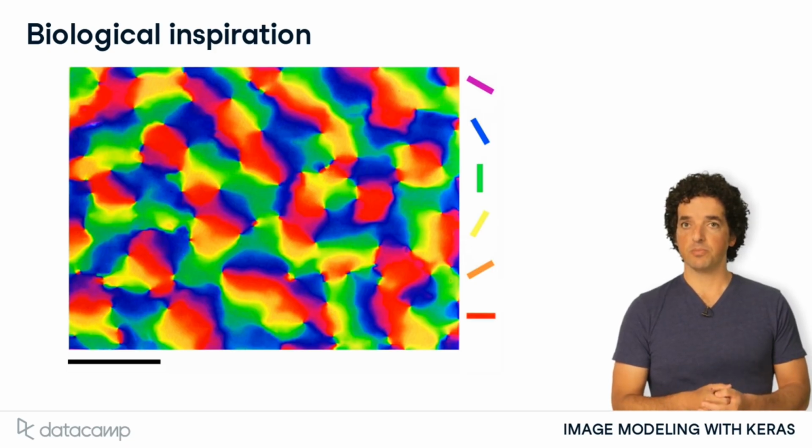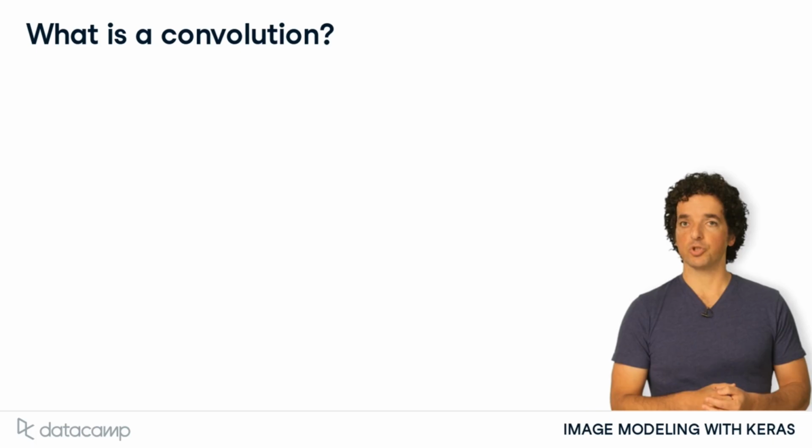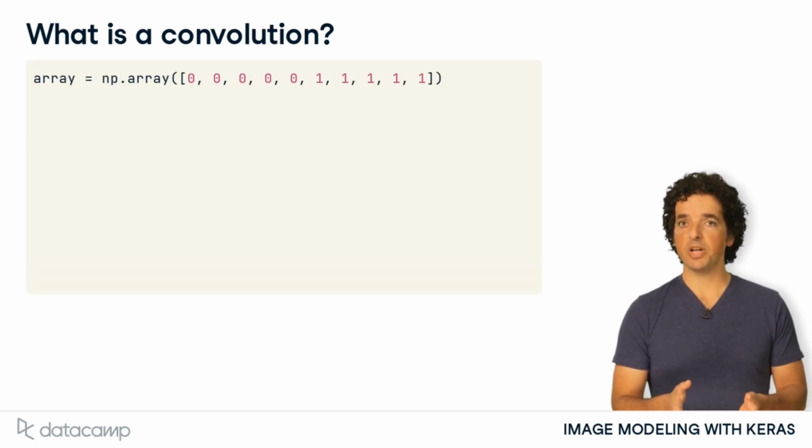Looking for the same feature, such as a particular orientation, in every location in an image, is like a mathematical operation called a convolution. This is the fundamental operation that convolutional neural networks use to process images. Let's start with a simple version, a convolution in one dimension. We create here an array that contains 5 zeros followed by 5 ones. This array contains an edge in the middle where the values go from 0 to 1.